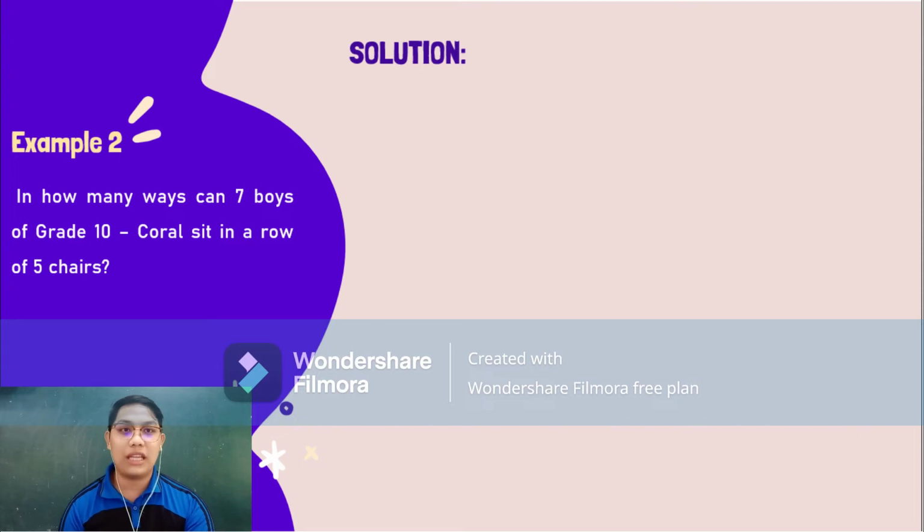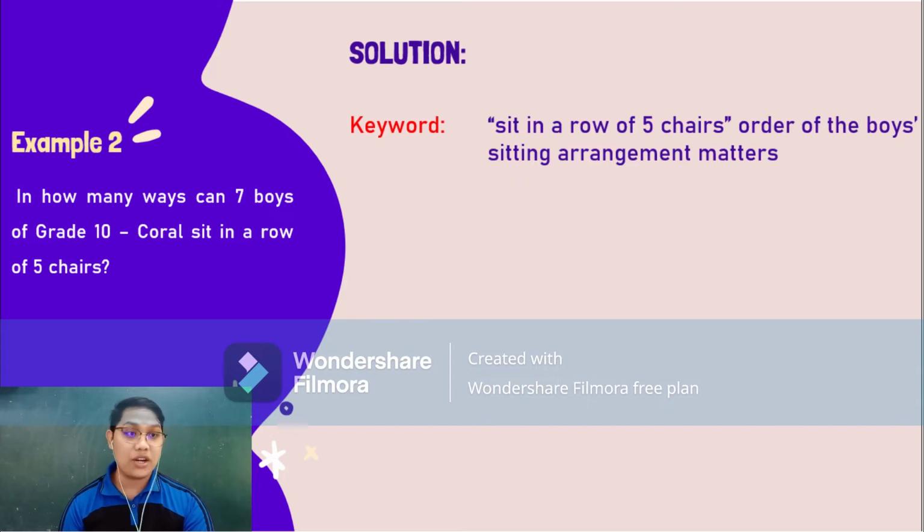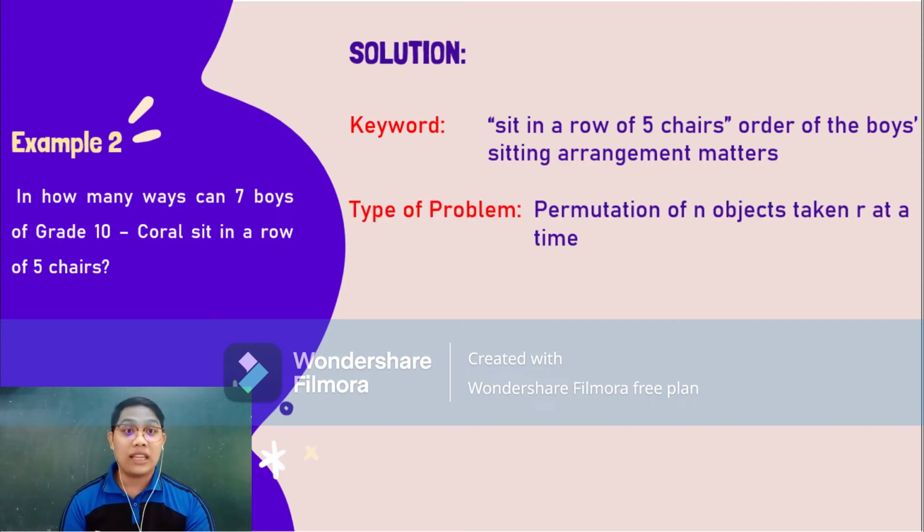Nga ano man good permutation ni siya. So the keyword in example number 2 is sit in a row of 5 chairs, because the order of the boys' sitting arrangement matters. So mo siyang permutation nga type of problem. Next, what are the given? So ang n nato siya, our total number of boys is 7. Then ang r is equal to 5 because mora man na siya ang 5 chairs ang maingkuran sa boys, meaning 5 boys lang ang makaingkod.